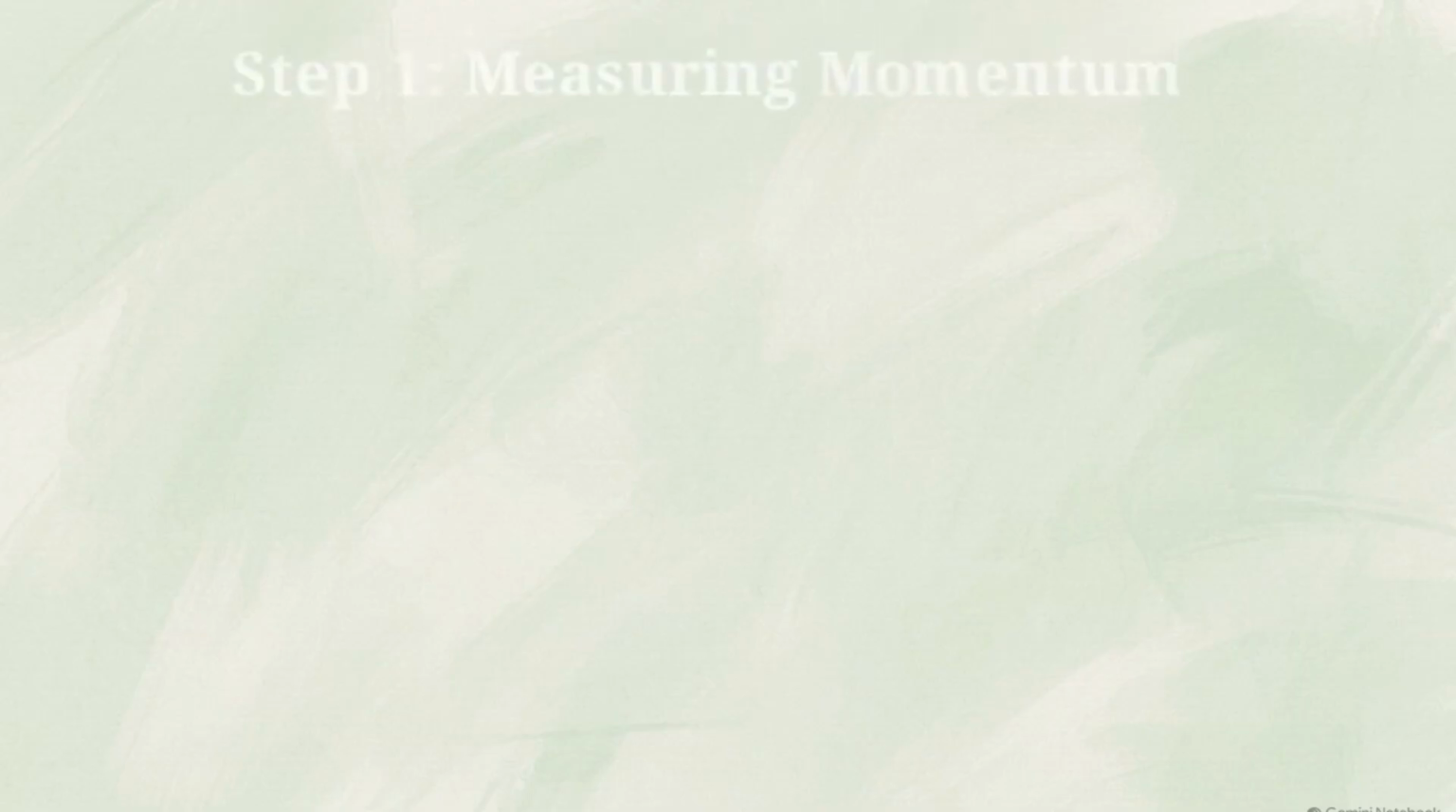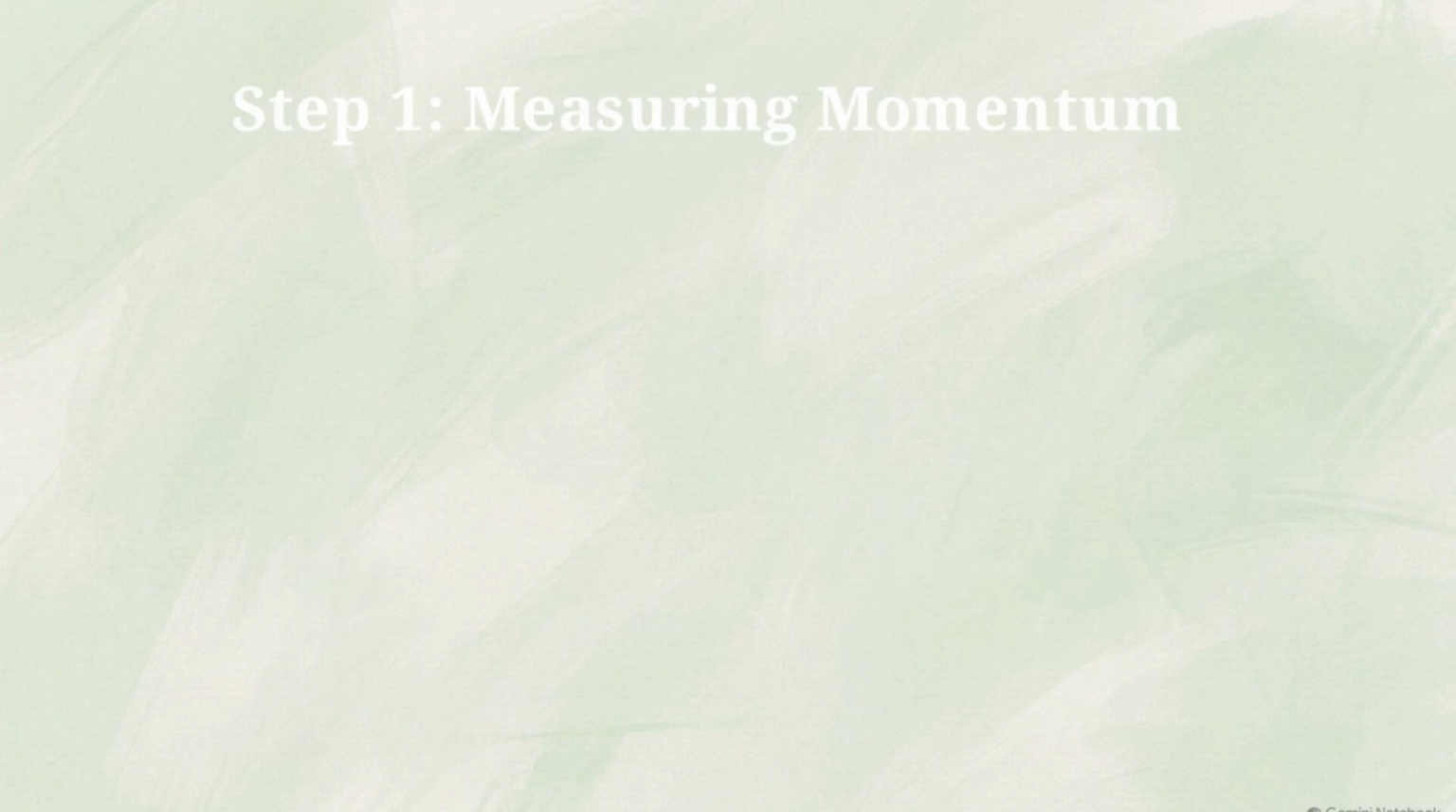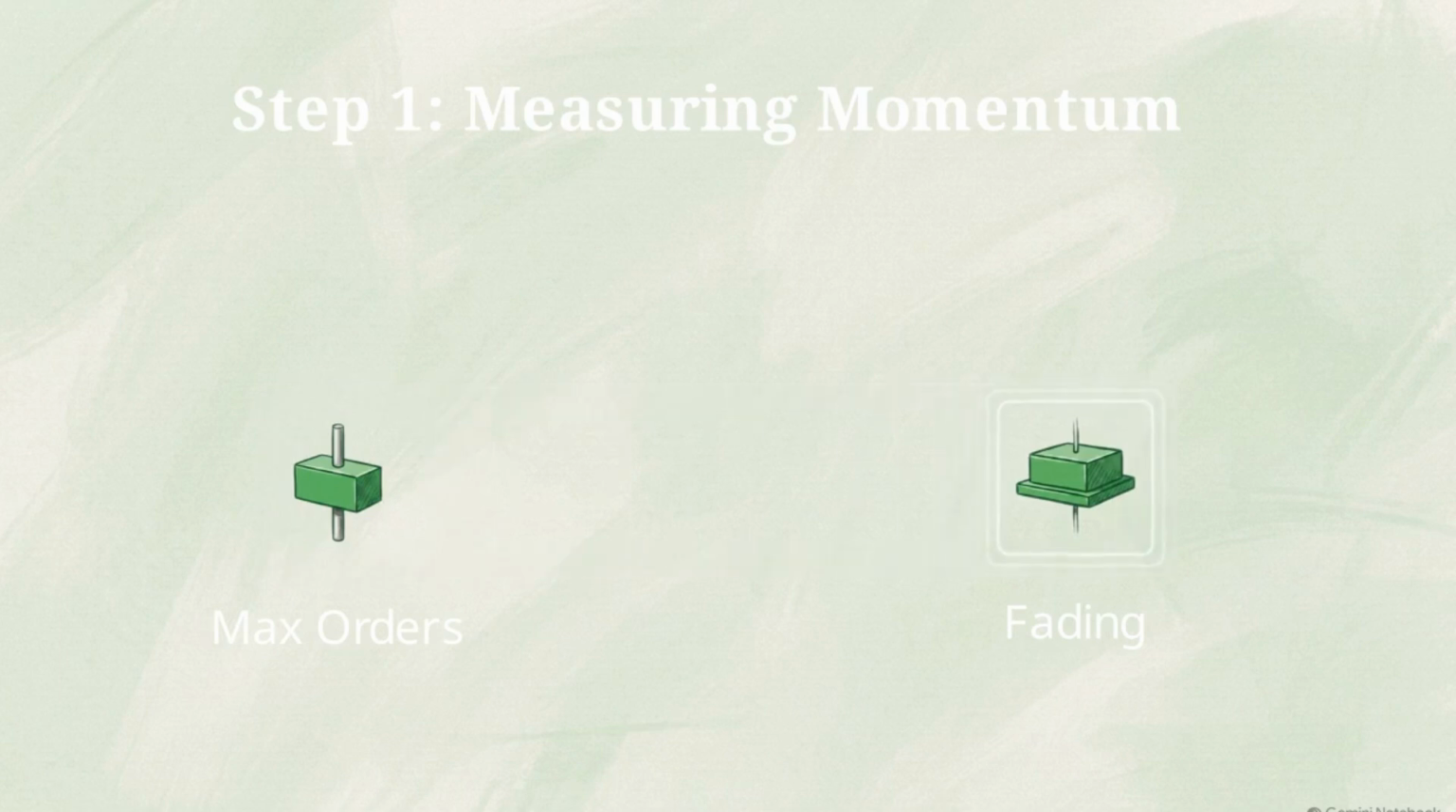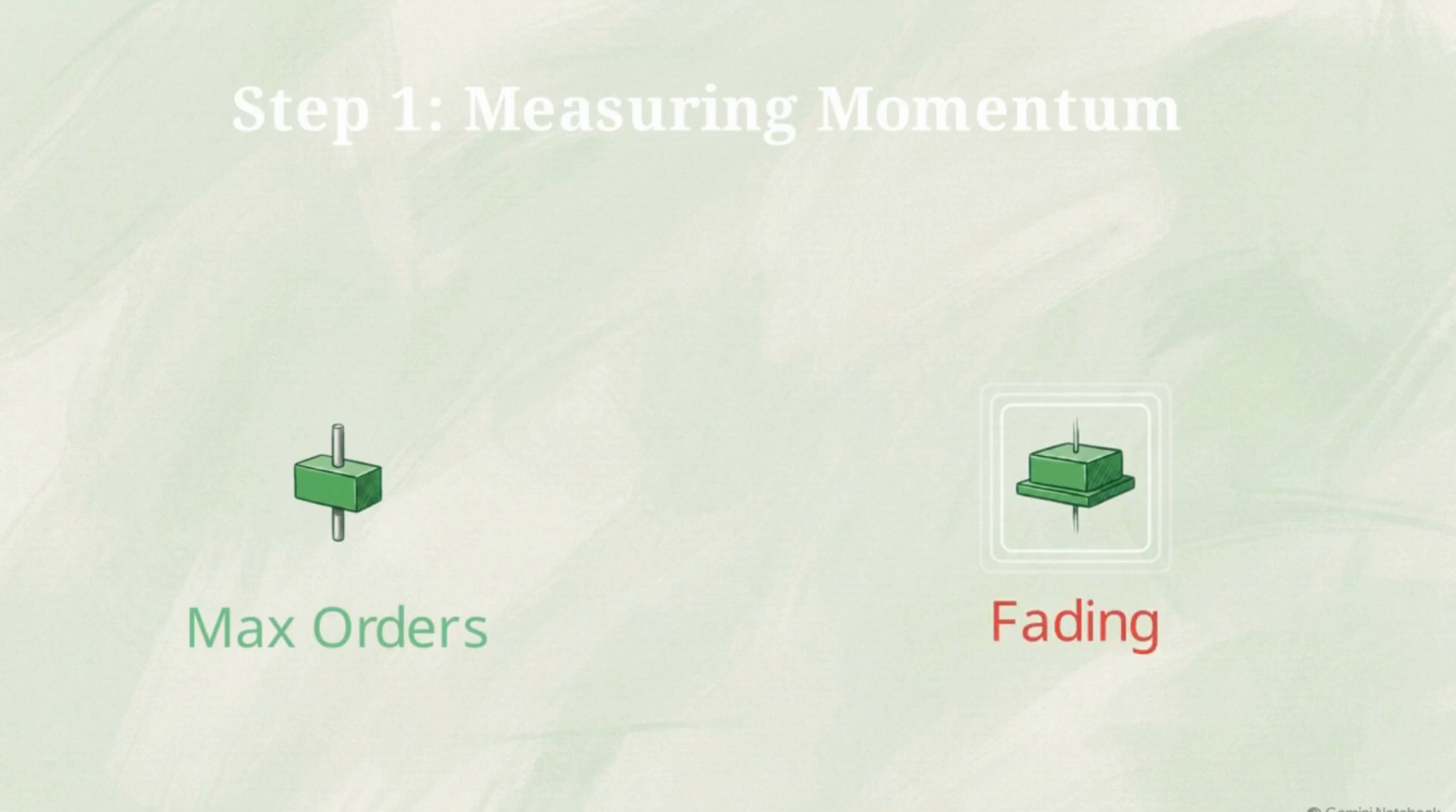Step 1 is measuring momentum. Look at this comparison. The massive, full-body block on the left shows high momentum, while the compressed block on the right shows low momentum. A large body indicates an influx of orders, while a shrinking body shows participants leaving the market. Notice the sequence of red candles approaching the support line on this 4-hour chart.